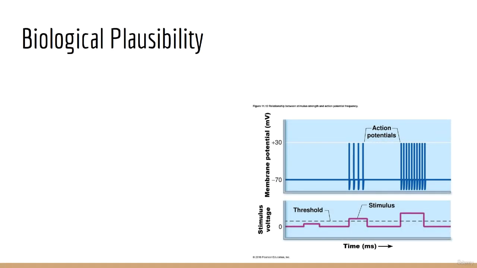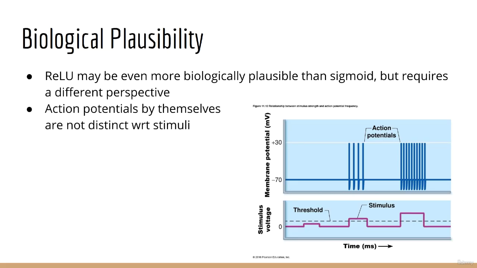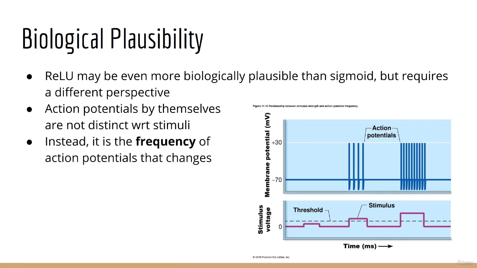Interestingly, some researchers have talked about the biological plausibility of the ReLU activation function. In fact, it may even be more biologically plausible than the sigmoid. To understand this, you have to understand a little more about how action potentials encode information. What is the difference between an action potential when you hear a quiet sound versus an action potential when you hear a loud sound? The answer is there is no difference. An action potential is just an action potential. The key really is in the frequency of action potentials.